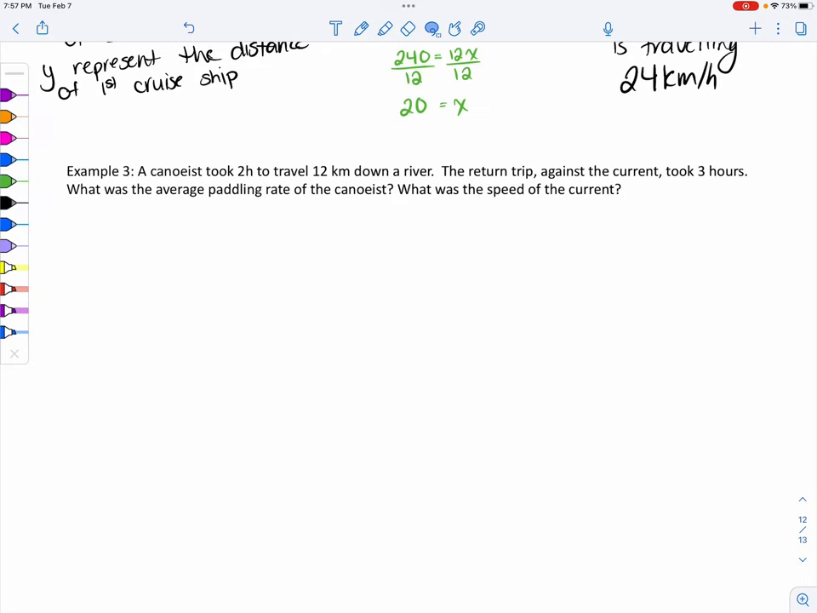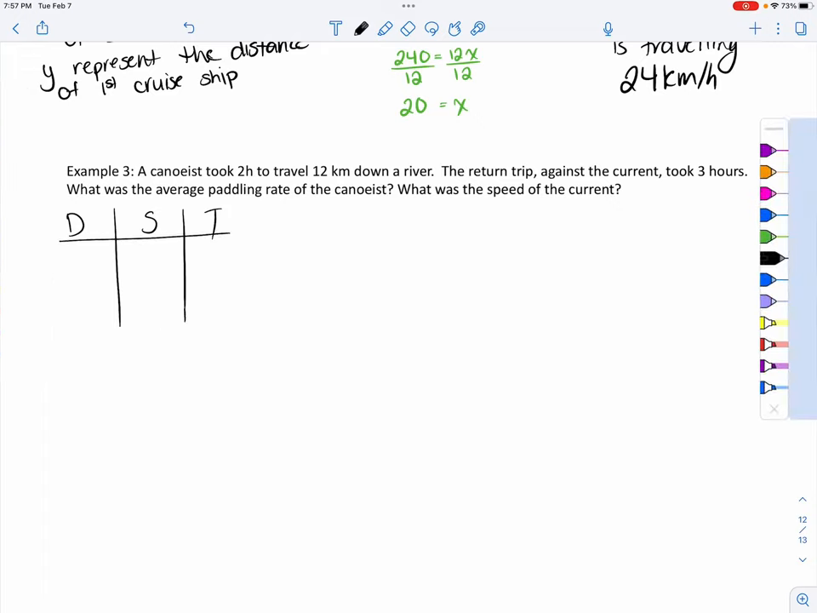So when you're going downstream, you're paddling a bit, but the river's making you go faster, right? The current is speeding you up. If you turn the canoe around, you can paddle the same rate, but the current is actually going to slow your overall speed down. So you've got the speed you're paddling and the speed of the current that's affecting you. I'm going to set up a table to start sorting out what I know.